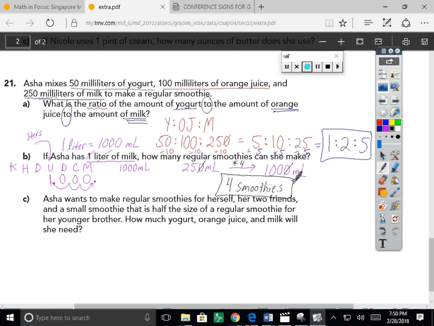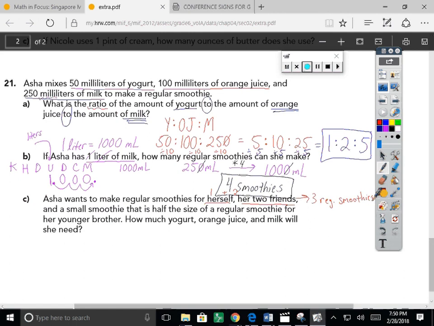This last one talks about Asha wanting to make regular smoothies for herself, her 2 friends, and a small smoothie that is half the size of a regular smoothie for her younger brother. That's nice. I'm not sure my siblings, or my kids, would do that at home for their siblings. Well, anyway, it says how much yogurt, orange juice, and milk will she need? This one's interesting because you have to read carefully to figure out how many smoothies we're talking about. Asha's going to make a regular smoothie for herself. Oh, that's 1. And her 2 friends. Oh, that's 2 more. So 1 plus 2. How many regular smoothies are we talking about? Looks like she's going to make 3 regular smoothies. It's supposed to say regular, but we'll make it work.